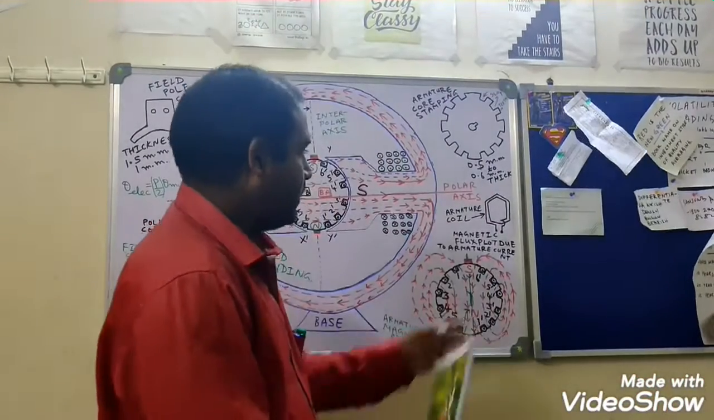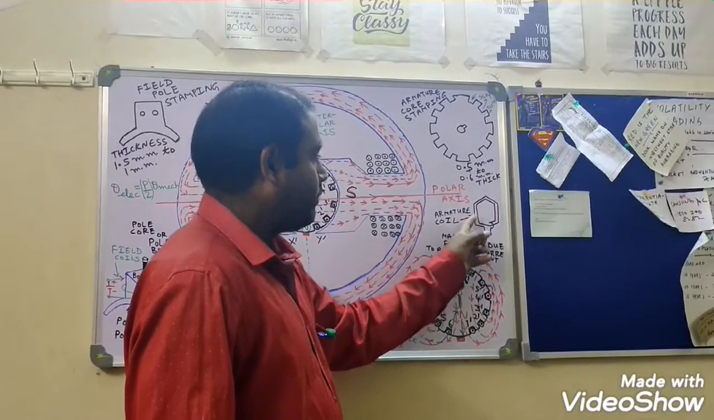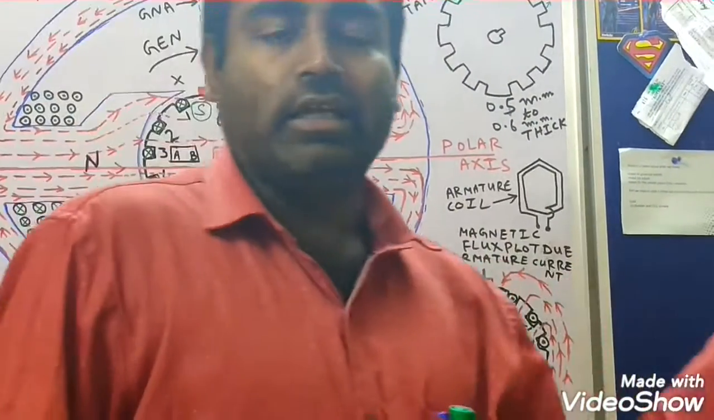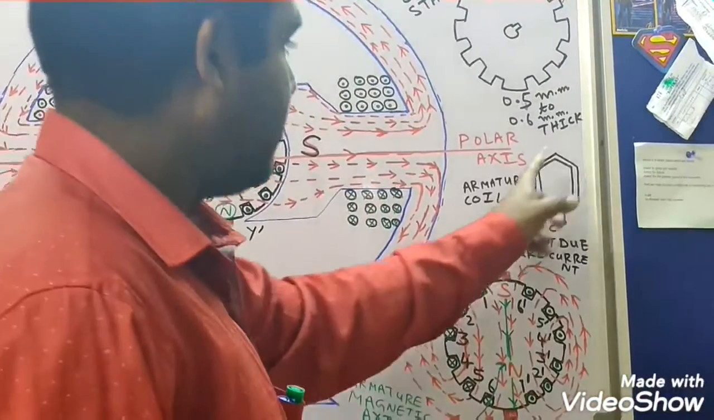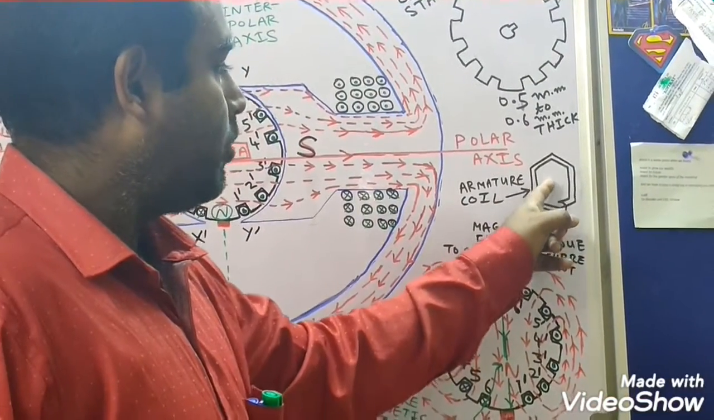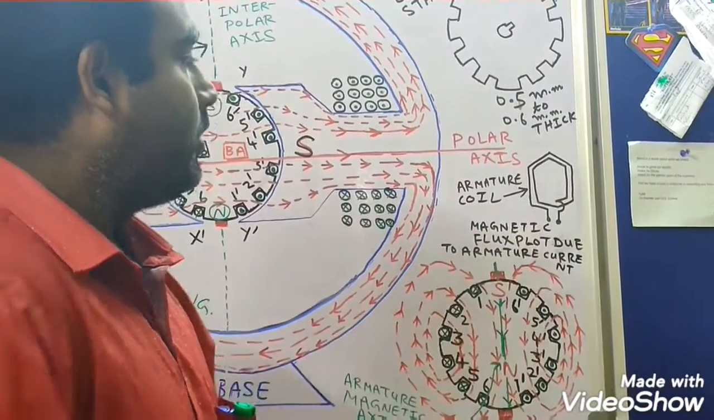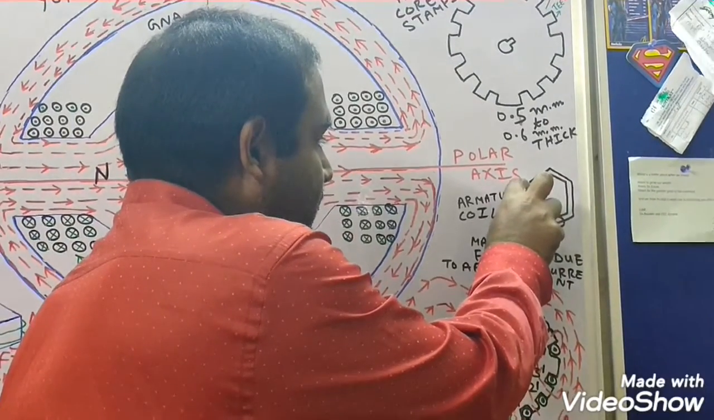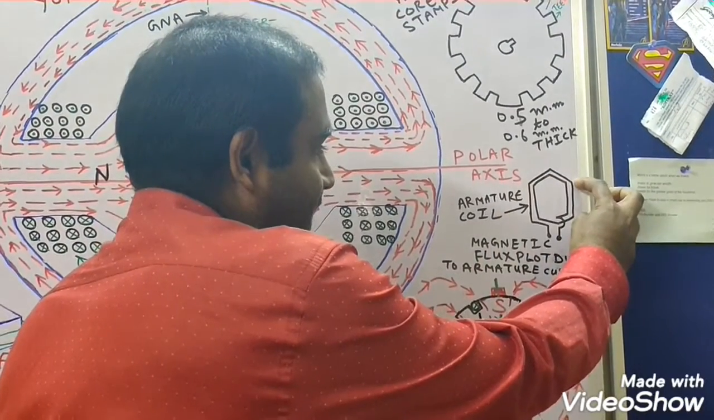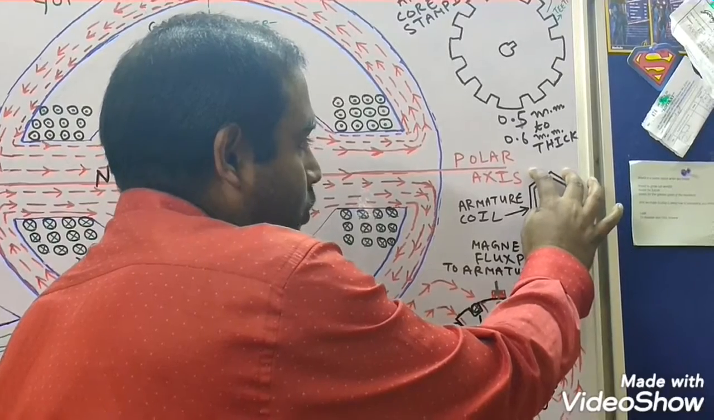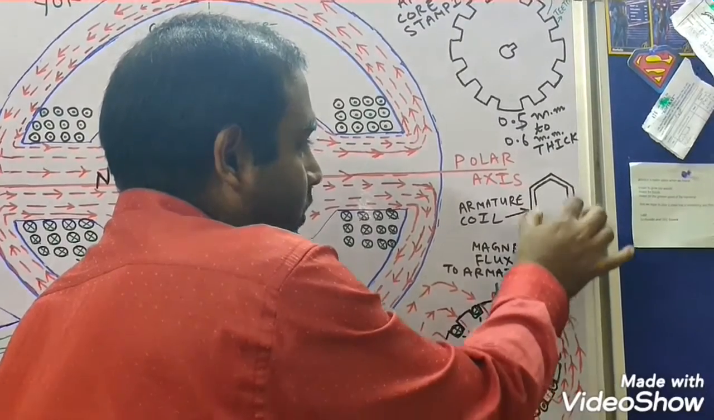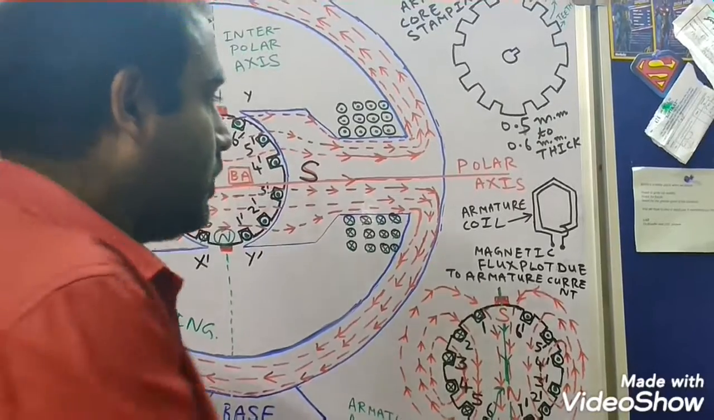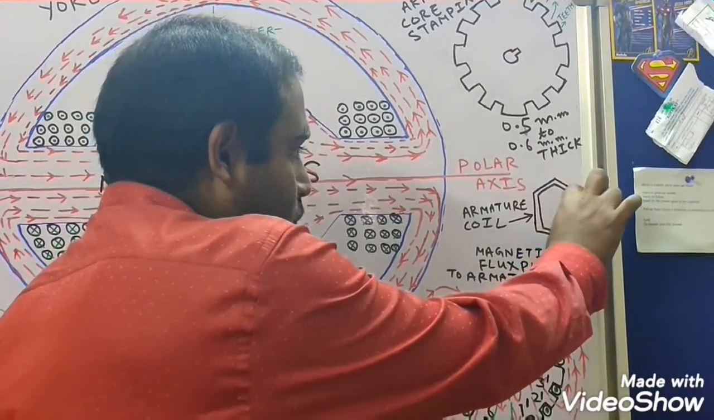Let's say this is the shape of a particular coil. This is more popularly known as a diamond shaped coil. You can see the shape. In this coil, this part is known as active length. This part is also active length, and this part is known as overhang or end connection. So this portion of the coil is known as active length.